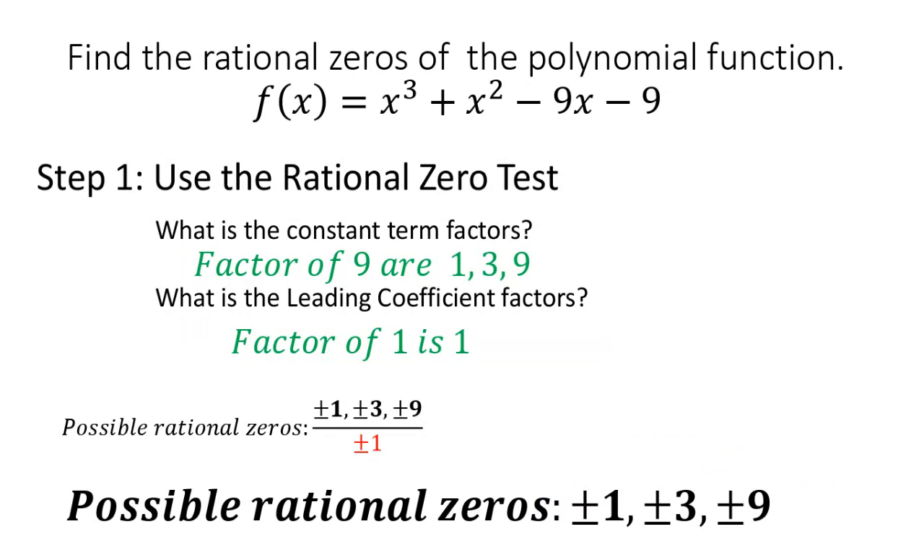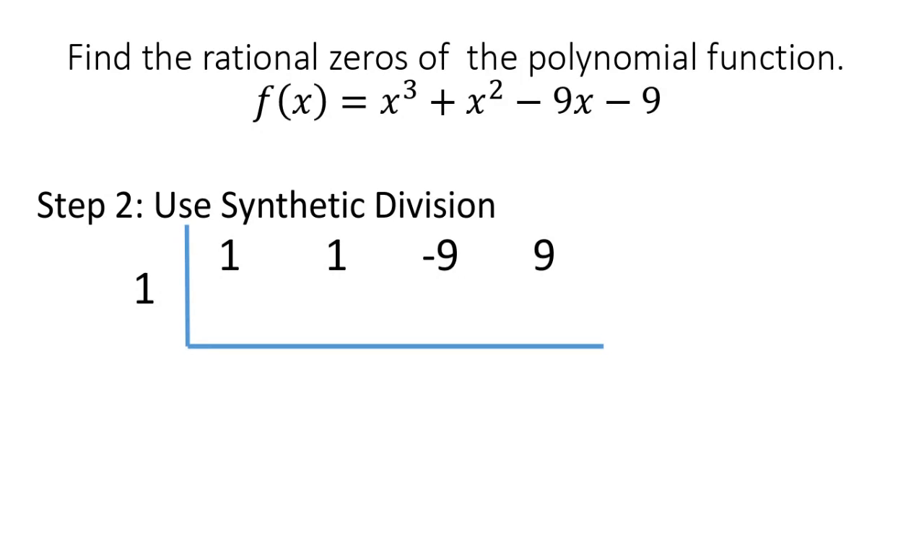Okay, now that you have this list, which number should we start with? For me, I always like to start with positive 1. And if that doesn't work, then I go to -1. And if that doesn't work, then I go to the next number. So I'm going to pick 1, and I'm going to use synthetic division.